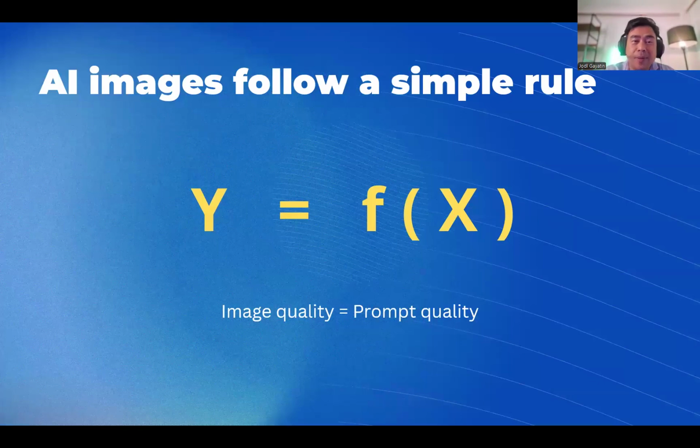All in all, AI images simply follow a simple rule, and this is encountered often in Lean Six Sigma. Y equals f of x. Now, do not be intimidated by this equation. This equation simply means that the output can be derived by dealing with the inputs. So if the output that you would want is the image quality, the thing that you can address would be the quality of your prompt. Now, there are many image generation systems out there. I'm using ChatGPT.